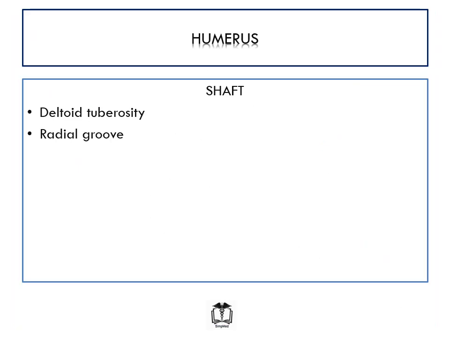Let's go on to the shaft of the humerus. The shaft of the humerus is the longest part of the humerus. It is related to a number of muscles, but the two major landmarks that we find in the shaft of the humerus are the deltoid tuberosity, which, as the name implies, is related to the deltoid muscle, and then the radial groove.